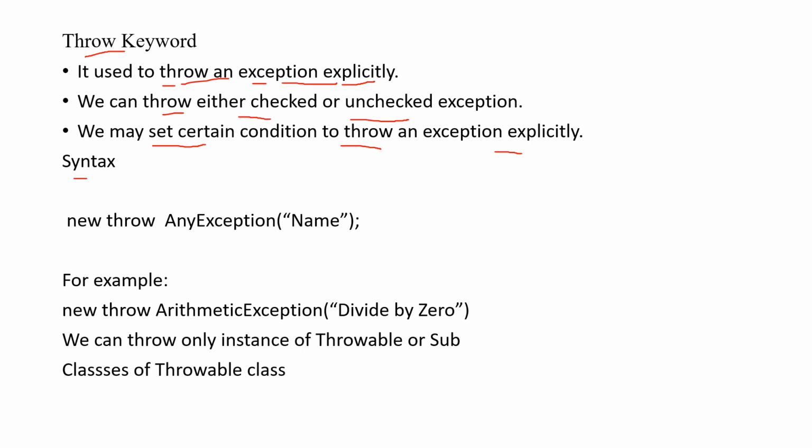The syntax is the new operator, the throw keyword, any exception, and the name of the exception. For example, throw new ArithmeticException, the reason is divide by 0. We can throw only an instance of Throwable or a subclass of the Throwable class.